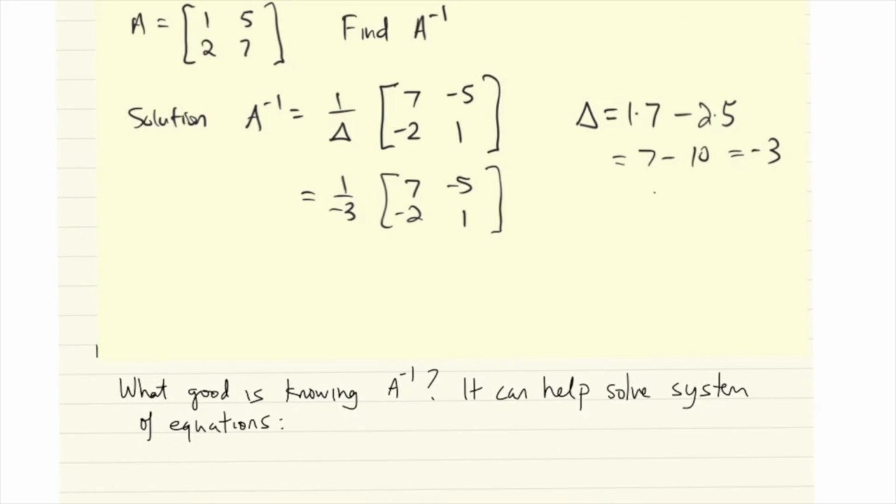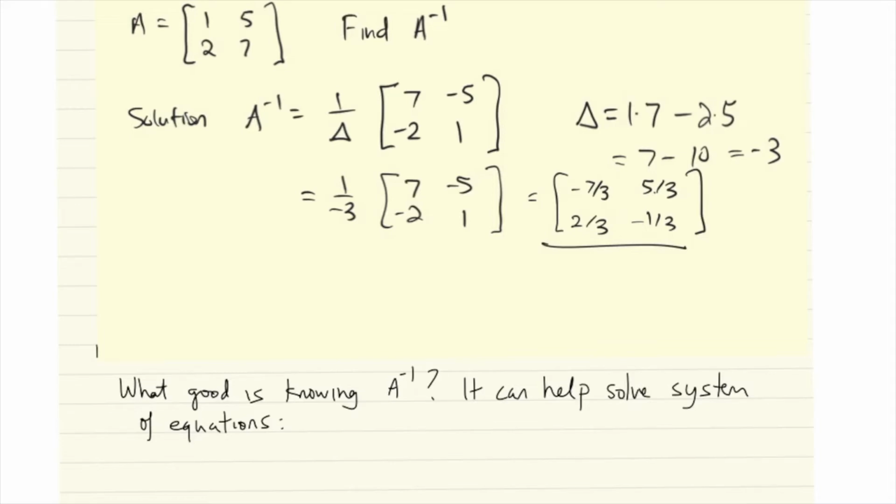Remember scalar multiplication: you take your scalar and multiply every single entry of the matrix by it. In this case, we're dividing by negative 3. And so this matrix becomes negative 7 thirds, 5 thirds, 2 thirds, and 1 third. Now this is our answer. This is the inverse of this matrix A. And we wouldn't normally have to do more work.